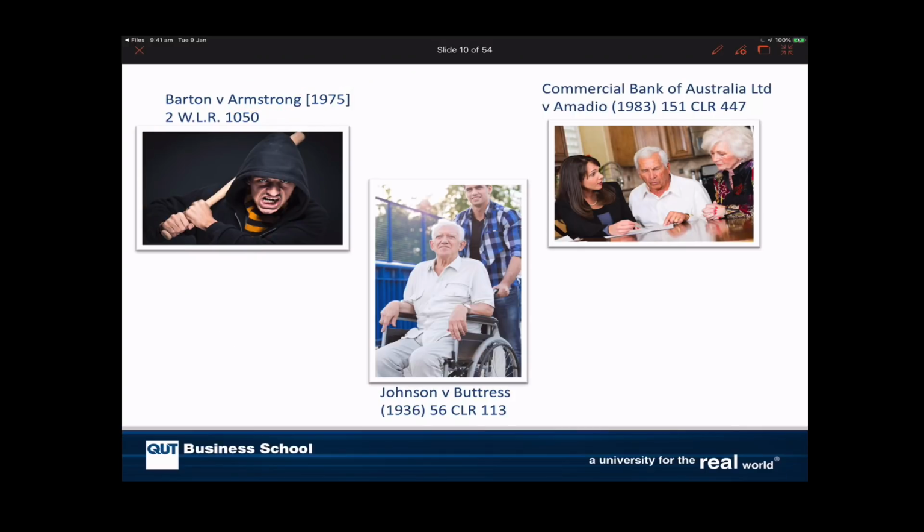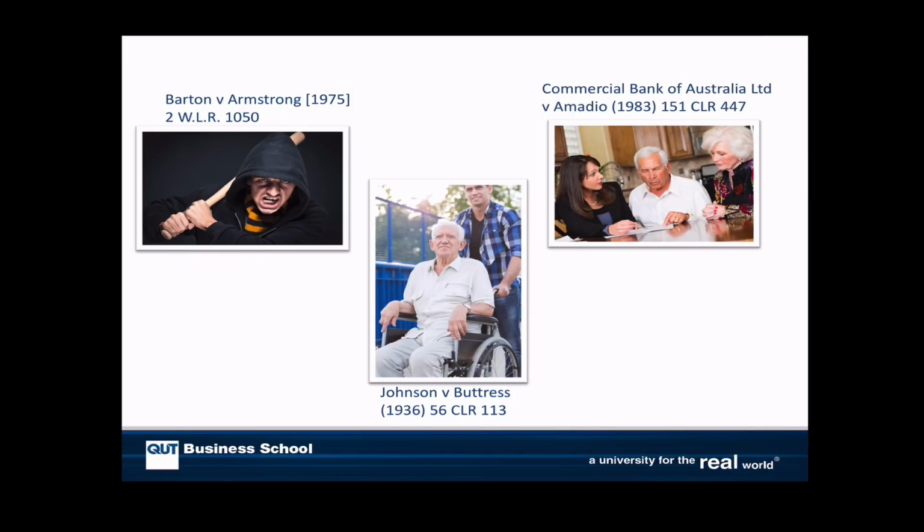So our next case, Johnson and Buttress, is subtly different. In this case, Johnson has looked after Buttress for several years. Buttress had been illiterate and wasn't very worldly in business affairs, and so Buttress had relied on Johnson. Now, Buttress then transferred some land to Johnson.